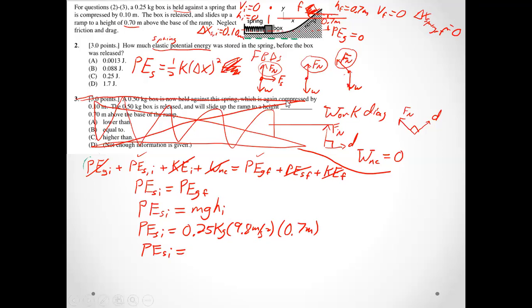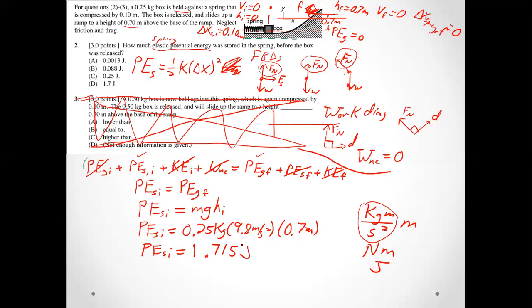Now all we need to do is calculate that. That comes out to 1.715. And the units here, if we just come over here and work out the units, we've got kilograms, meters per second squared, and meters. So we could make that meters squared. However, this part right here, you should recognize as a newton, and then we still have that meter. A newton meter is a joule.